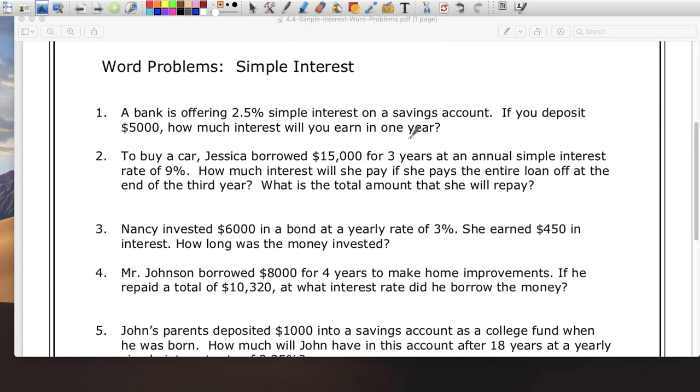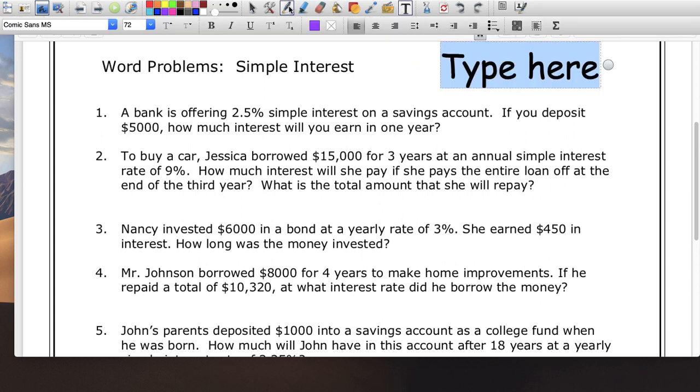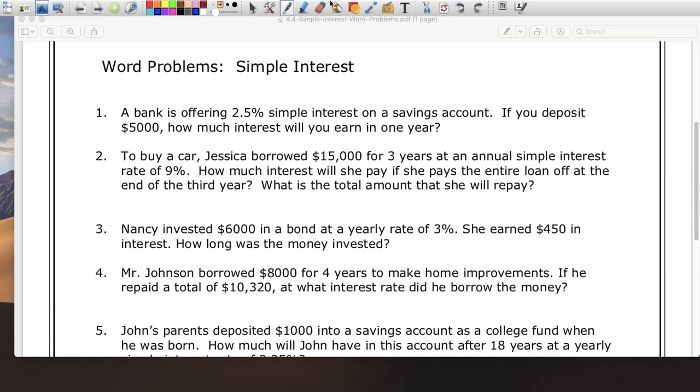Number three, Nancy invested $6,000 in a bond at a yearly rate of 3%. She earned $450. How long was the money invested? So we're looking for the time here, right? So time is what we need. So again, you have here your 4 variables, each representing something different. And the T is what we need to find.